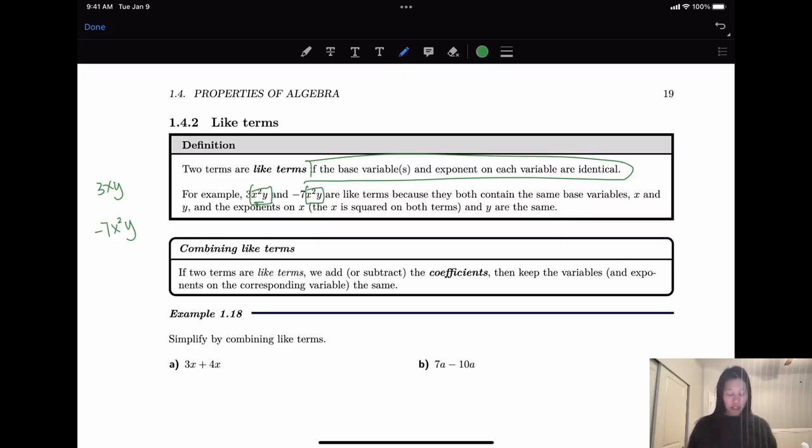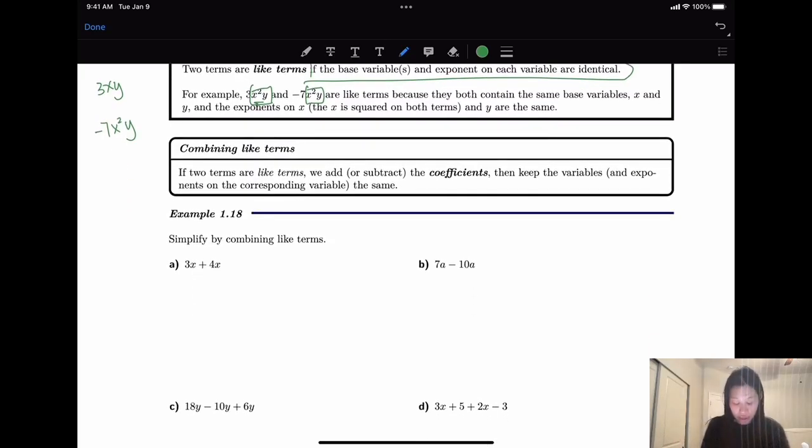So to combine like terms: if two terms are like terms, we add or subtract the coefficients and keep the variables the same. For example, we have 3x and 4x. We combine them, which means we just add the coefficients together. So we have 7x. In here, are they like terms? Yes, they both have variable a, so I have 7 minus 10, which is -3a.